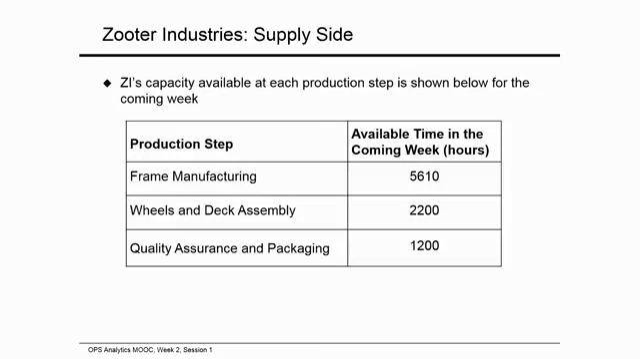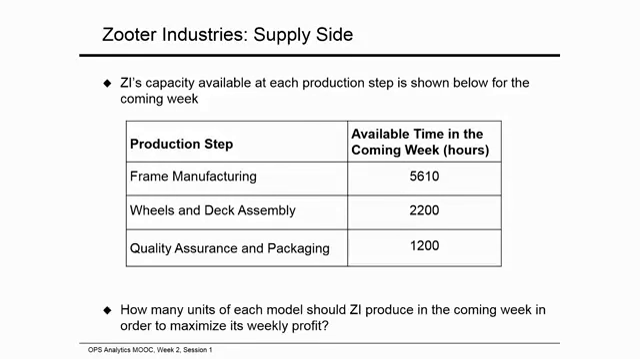In this problem, Zuter wants to plan its production for the coming week, and during that week, it estimates that its resources will have the following limits. It will have 5,610 hours of frame manufacturing available, 2,200 hours of wheels and deck assembly available, and 1,200 hours of quality assurance and packaging available. So it wants to decide how many units of each scooter model it should plan to produce next week so that its limited resources are allocated in the most profitable way.